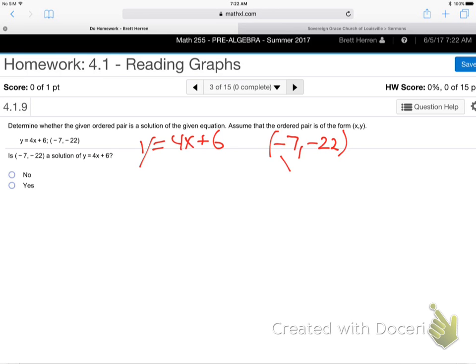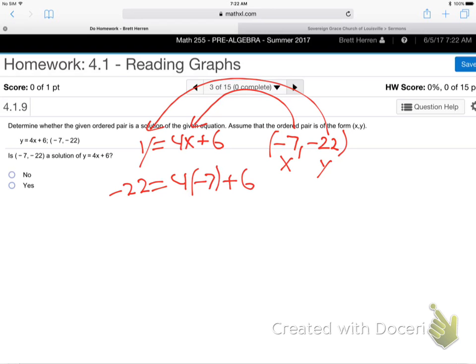Okay, so this is x, and this is y. So let's plug those in. The x goes in the x slot, the y goes in the y slot. So minus 22 is 4 times minus 7 plus 6. Is that good? Now just work it out and see if it's true.